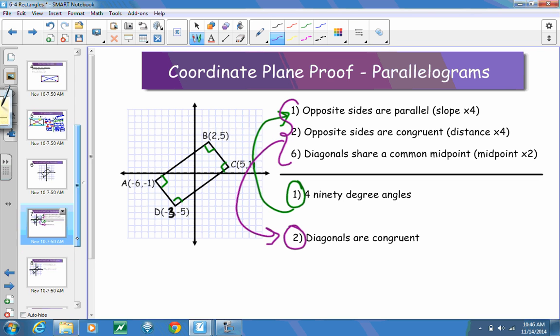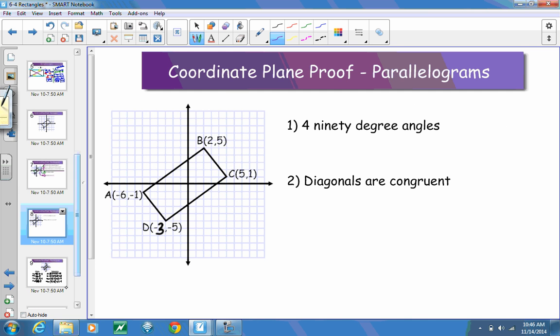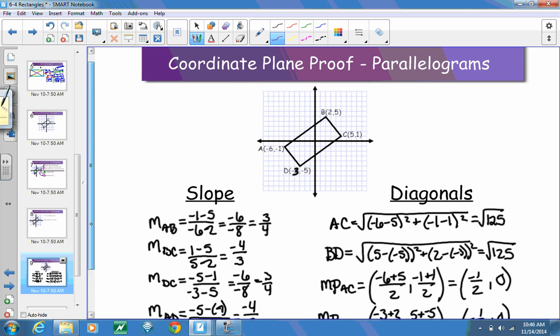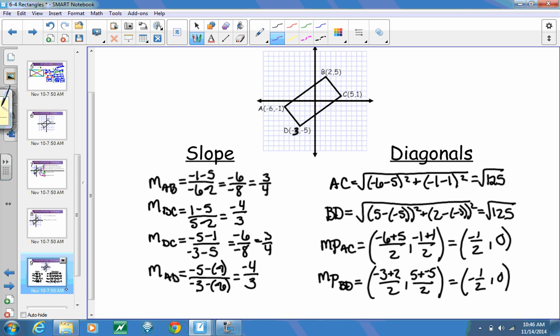So to show you a couple examples of what we can do, probably the 2 most popular ones are going to be using the slope formula. So I can use the slope formula 4 times, and by doing that I'm doing the slope of AB, BC, CD, and AD. Now, AB and BC are next to each other, so I'm going to look at those 2 slopes. The fact that those 2 slopes are opposite reciprocals of each other means that they are perpendicular to each other. So that means we're creating a 90-degree angle with AB and BC.